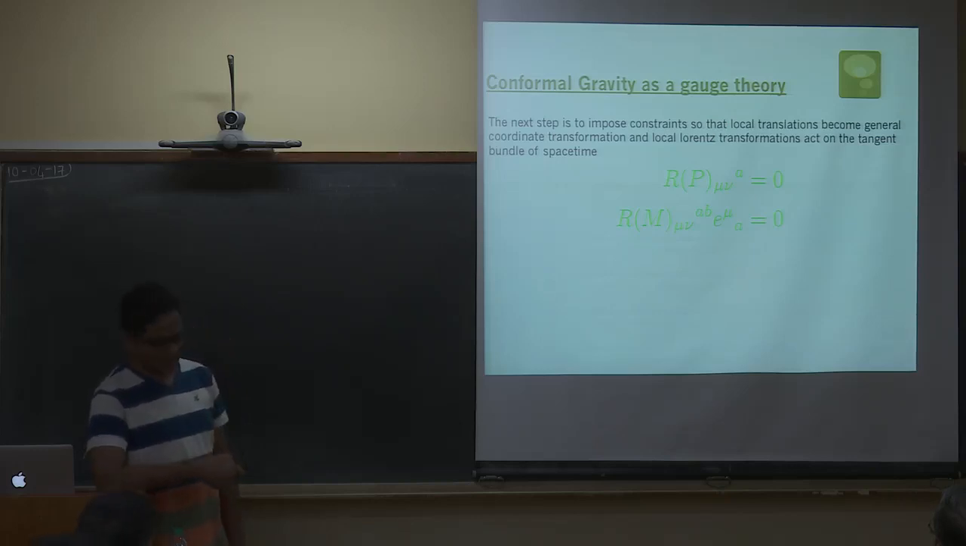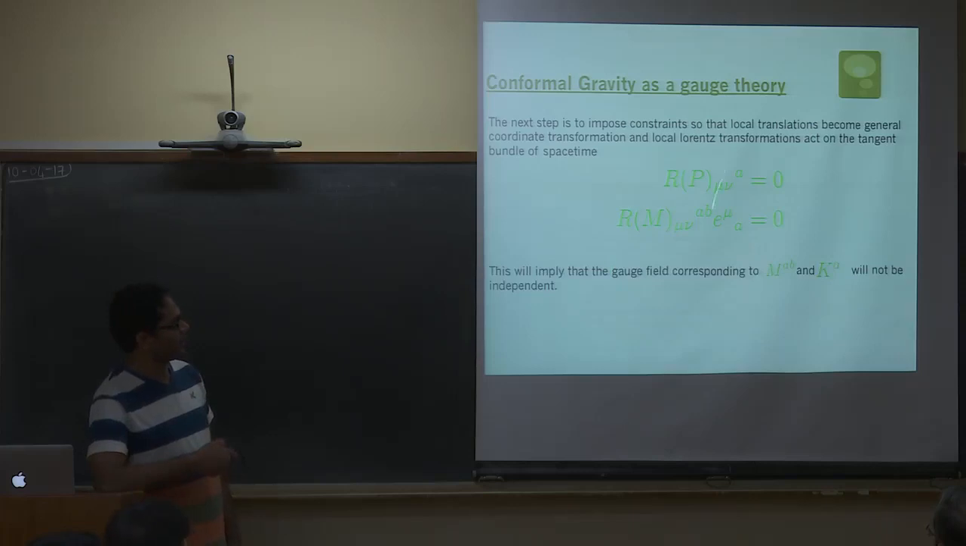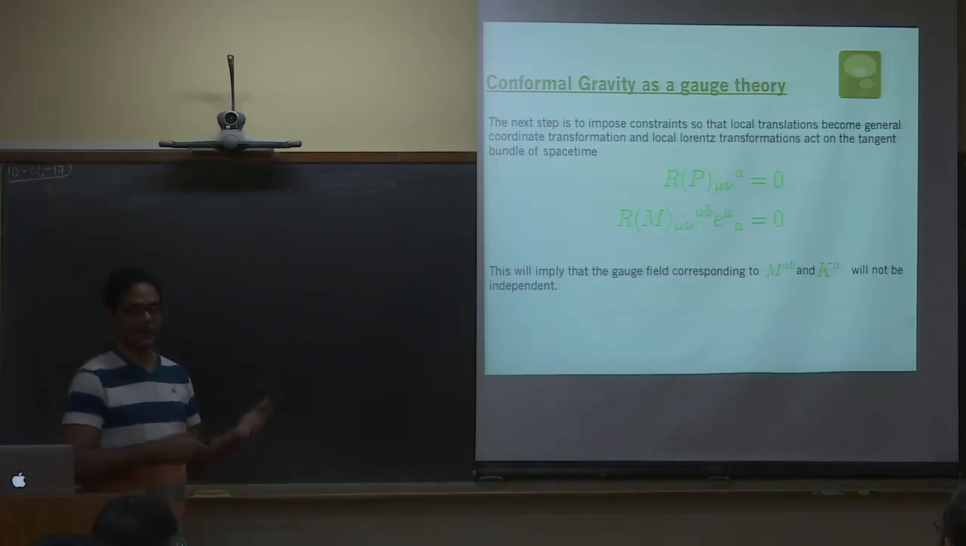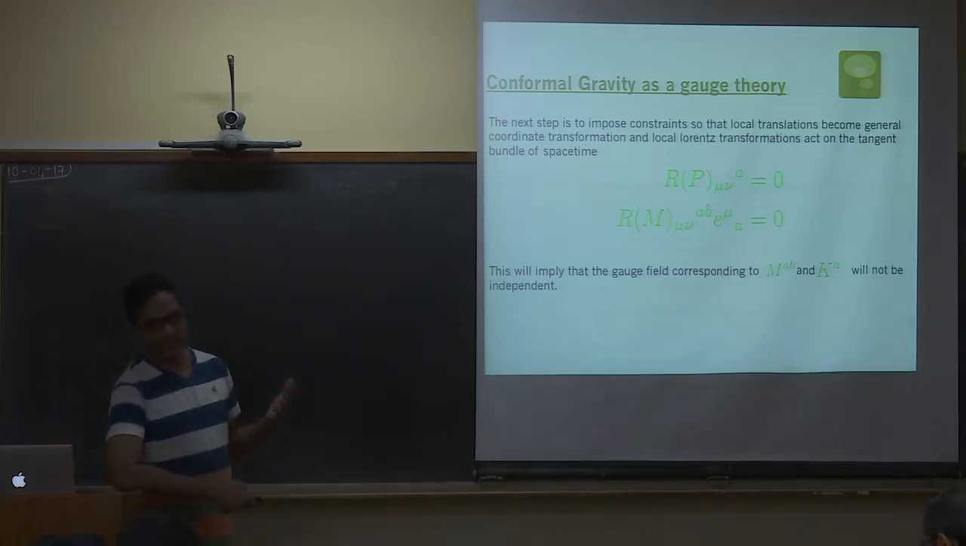So far there's no matter. This is just gravity. These constraints imply that the gauge fields omega mu AB and F mu A will not be independent, and they will be determined in terms of the other gauge fields, E mu A and B mu.